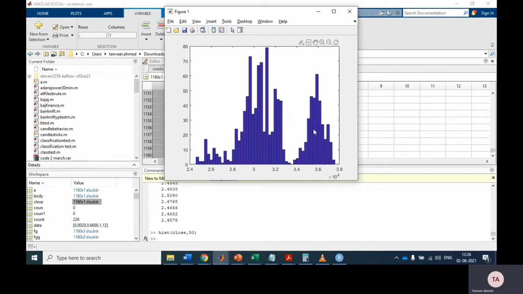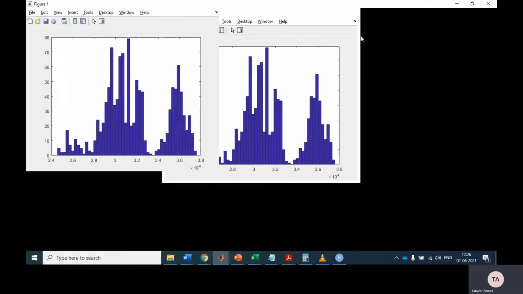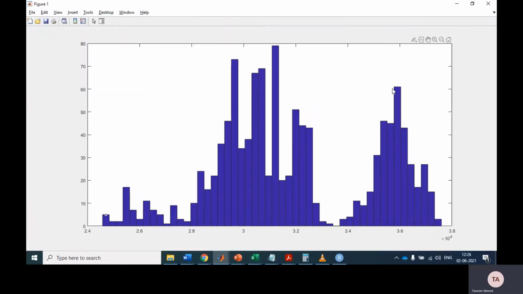So you can see, this is the distribution. You can clearly see the distribution of Bank Nifty here. From this figure, I can see that the majority of the time Bank Nifty was concentrated in this part, between 2.8 and 3.2, of course multiplied by 10 to the power 4. Let's not consider the scale. Let's focus on 2.8 and 3.2. After that, Bank Nifty also concentrated between 3.4 and let's say 3.7 something.